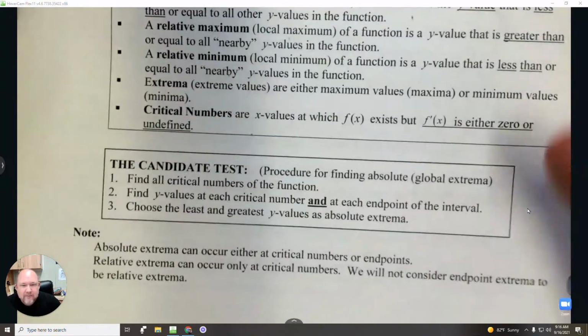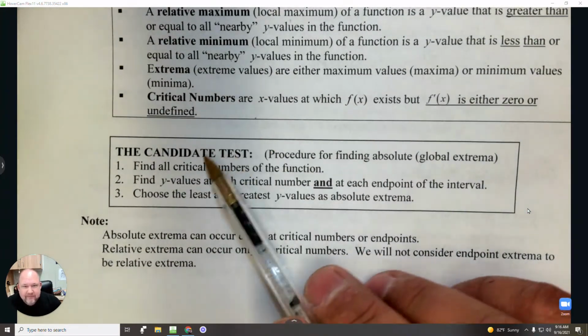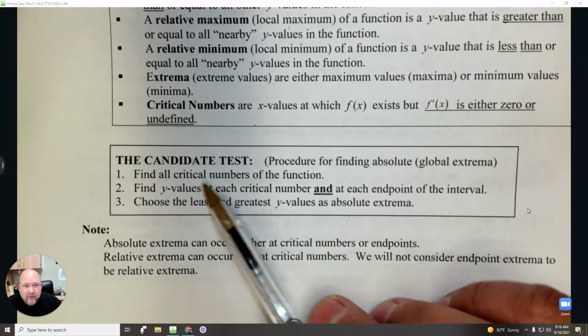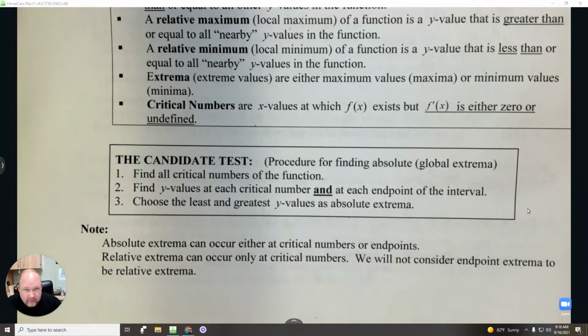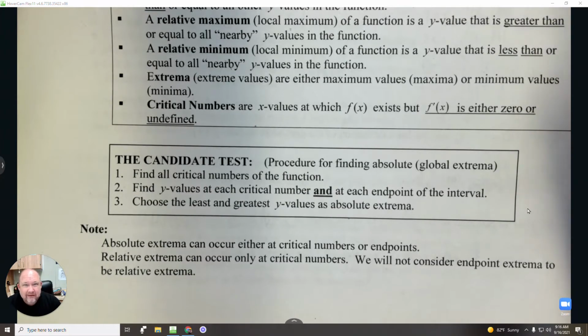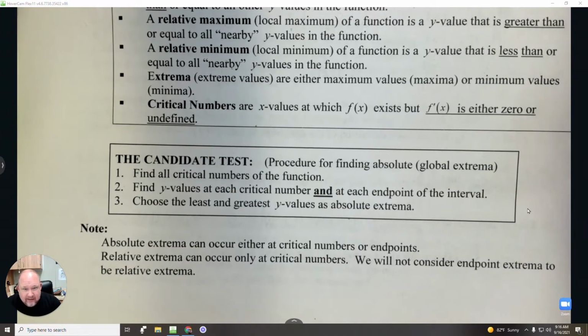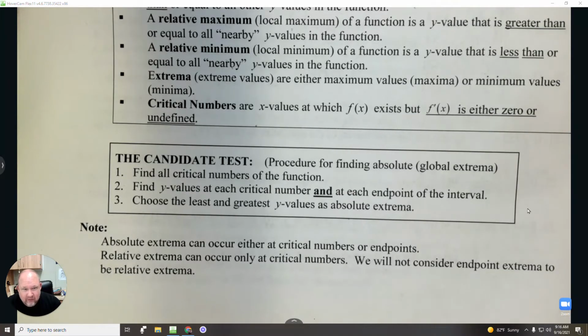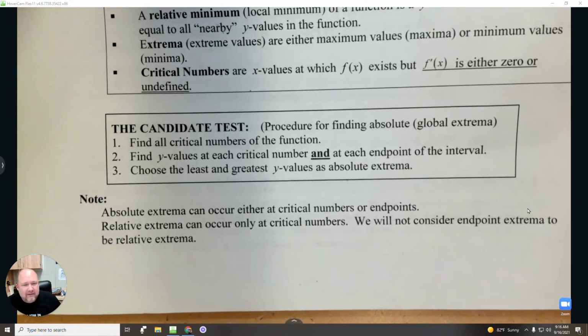Alright, here we go. Here's the candidate test. First of all, find all the critical numbers of the function. That's the derivative equal to 0 and where the derivative is undefined. Find y values at each critical number and each endpoint of the interval. Choose the least and greatest y values and you are done.